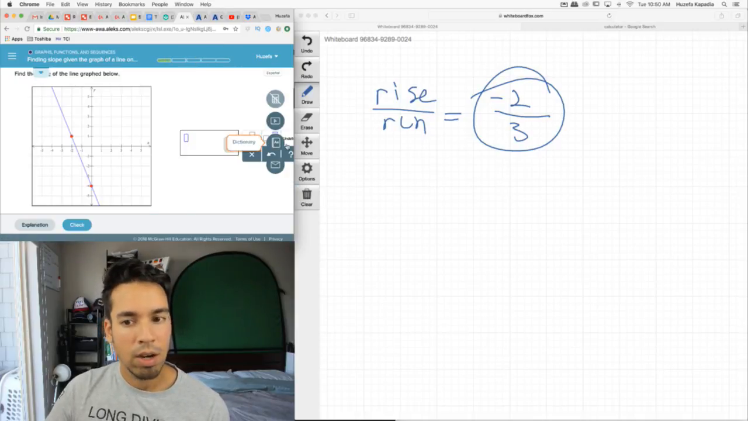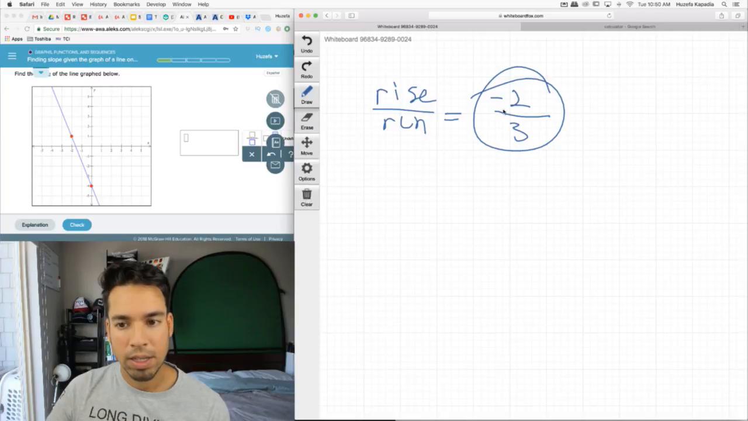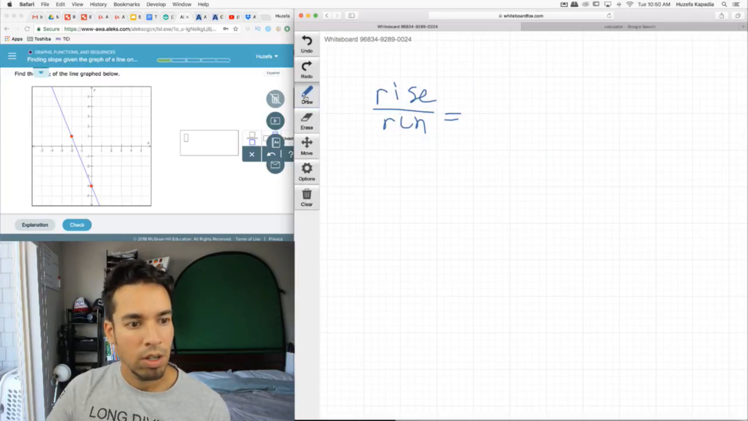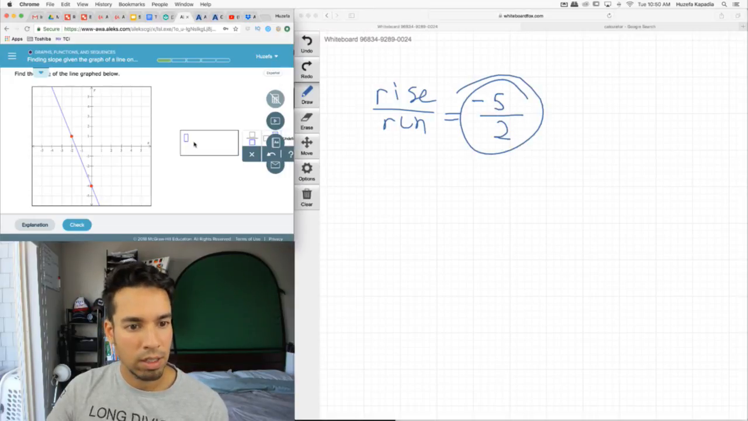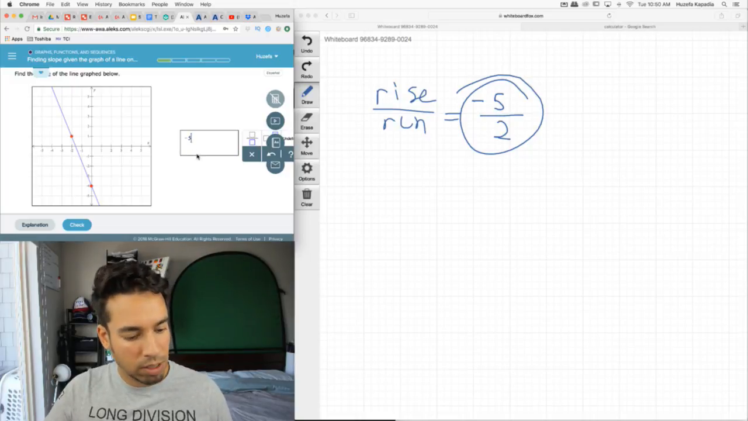All right, next. Now we have the same idea here. Let me erase this. So let's go from here to here. We go down by 1, 2, 3, 4, 5, and then to the right by 2. So slope of -5 over +2. And we can usually leave this as an improper fraction. That makes the most sense in terms of representing slope, -5 over 2.